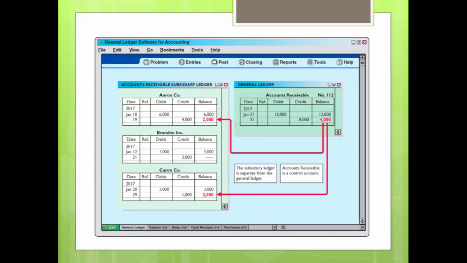So you know that Aaron owes $2,000, Brandon owes $0, and Karen owes another $2,000. And between these 3 companies, there's a total of $4,000 owed to the business, to your business, which is also reflected on the general ledger. Just in general terms, see? On January 31st, so there's a balance of $4,000. So this is like a summary version, you could say, versus the more details based on companies.